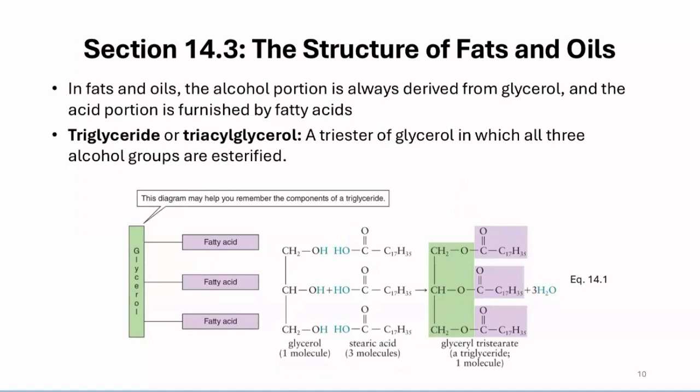Now, it is important to note that the triglycerides can have the same fatty acids in all three positions, or sometimes they can be mixed. We're going to see mixed fatty acids a little bit later in the presentation.